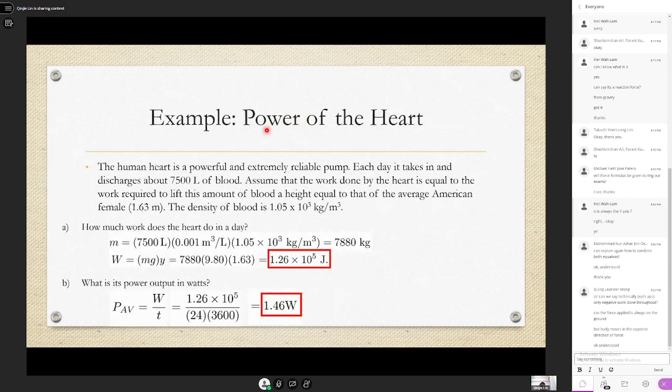Okay, let's take a look at this example then. The human heart is a powerful and extremely reliable pump. Each day it takes in and discharges about 7,500 liters of blood. Assume that the work done by the heart is equal to the work required to lift this amount of blood to the height of the average American female. They tell you the height, and the density of blood is given. Part A, how much work does the heart do in a day?